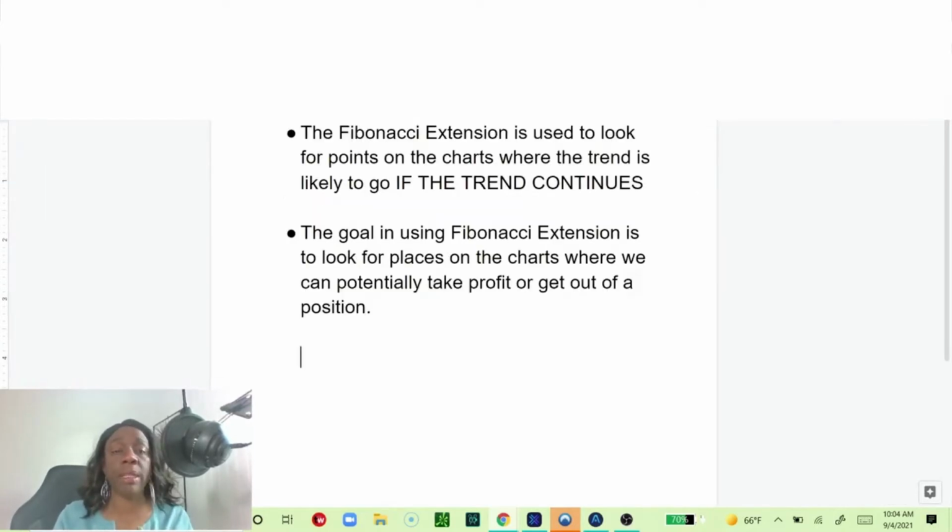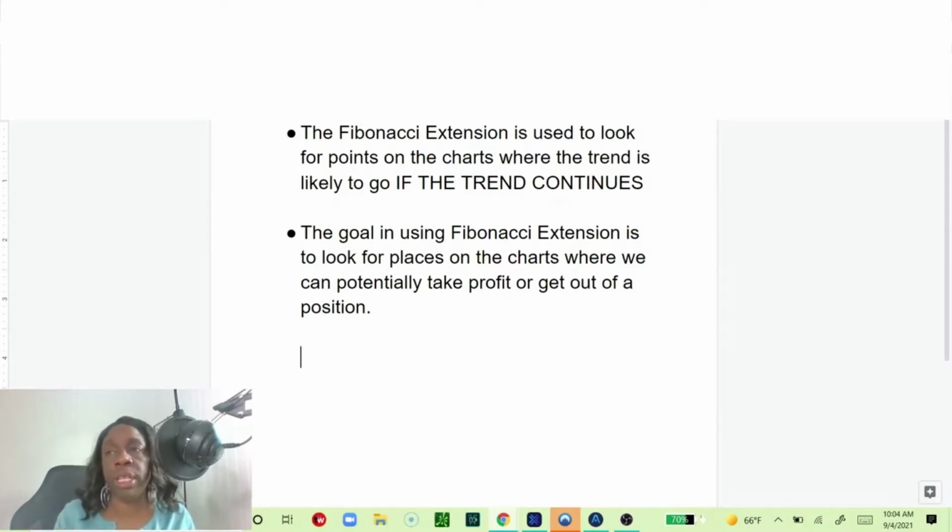Second point, the goal in using the Fibonacci extension is to look for places on the charts where we can potentially take profit or get out of a position. Of course, when you get out of a position, you're hoping to get out with profit. But equally, if the market reverses on you, then you want to get out of a position with minimal loss.